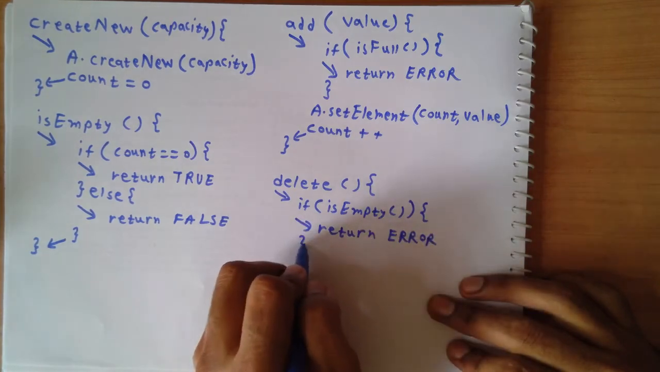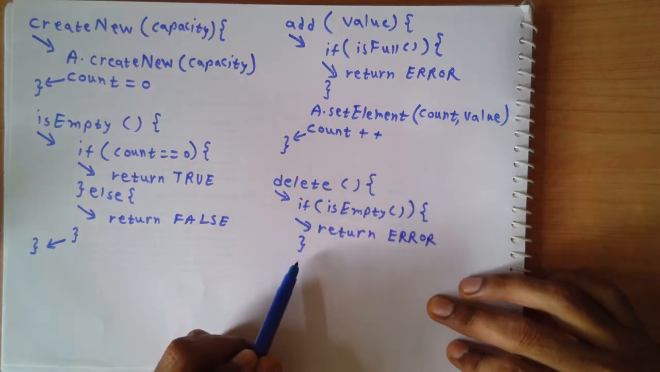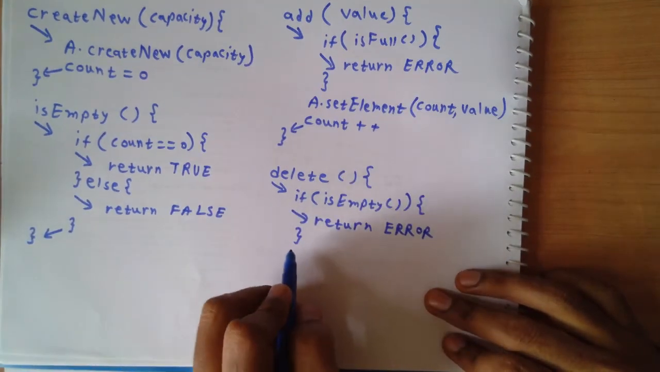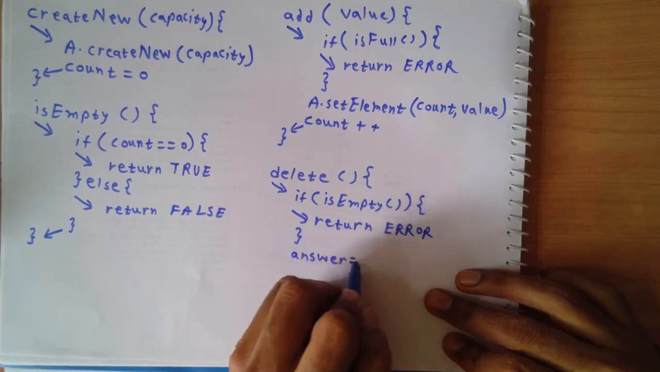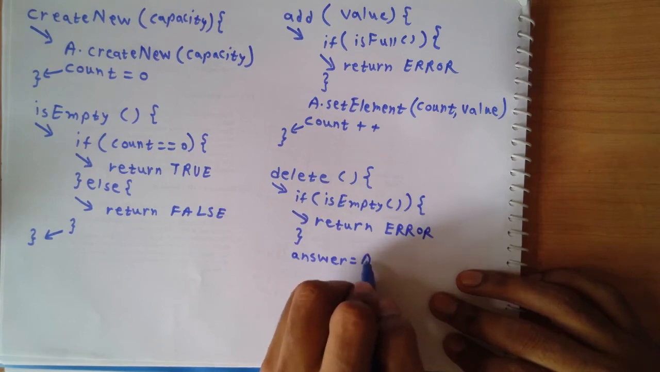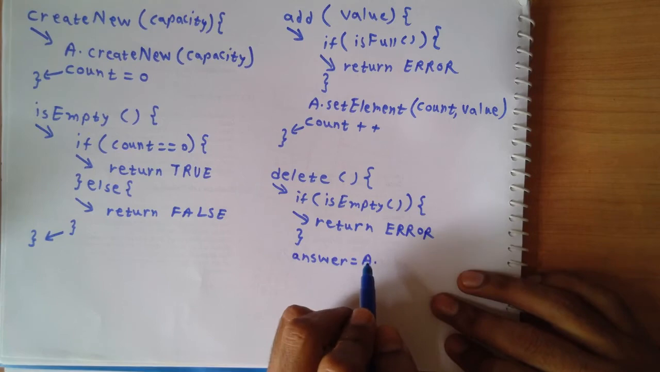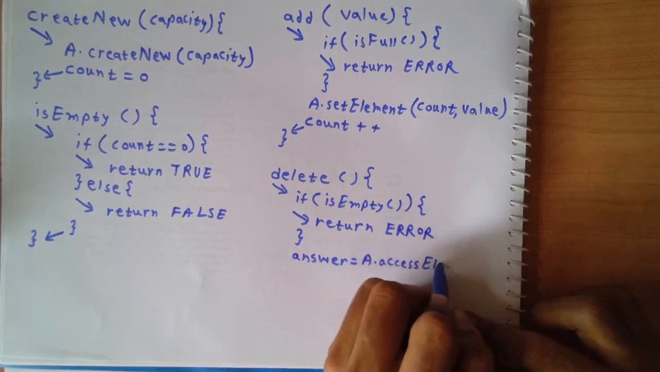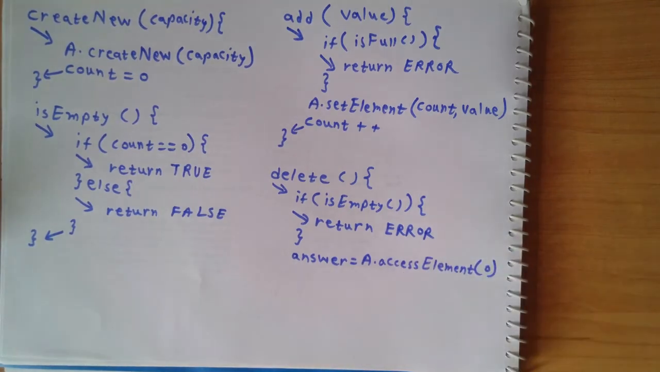Okay, and then we are done with the conditional, and if we come out of this and we are here, it means that our queue is not empty and we should return the element 0. So I will say that my answer is equal to a dot access element at position 0. So now I got my answer and I can return it.